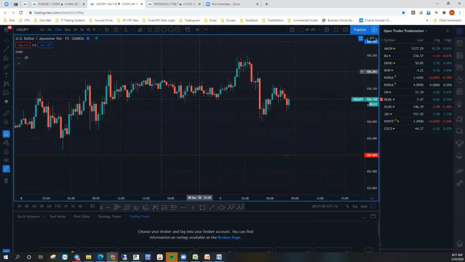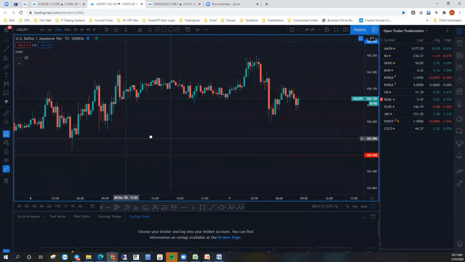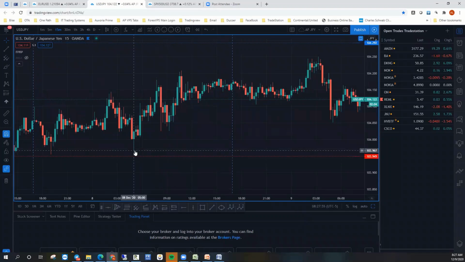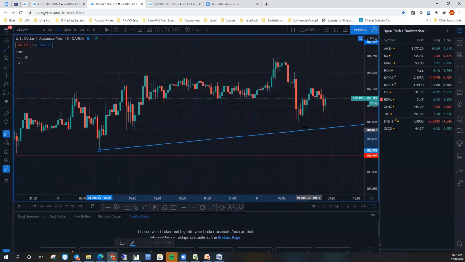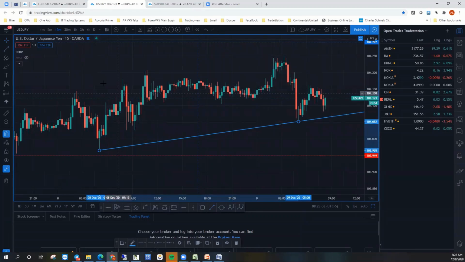15-minute chart, 8.15. This is the daily range right here. Here's the high, here's the low for the day. Here's the high, here's the low for yesterday. You can see that it's made a higher high, and so far it's made a higher low. We'll take this trend from here to here, and say it made a higher high, higher low. So it looks like it's trending in the upward direction.